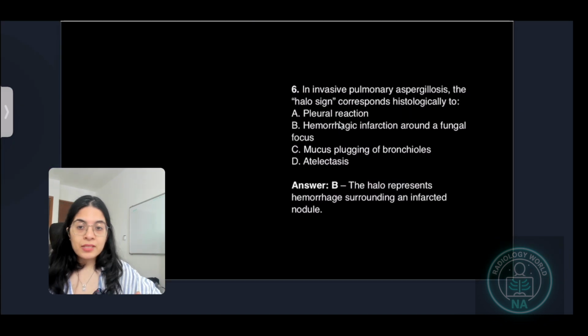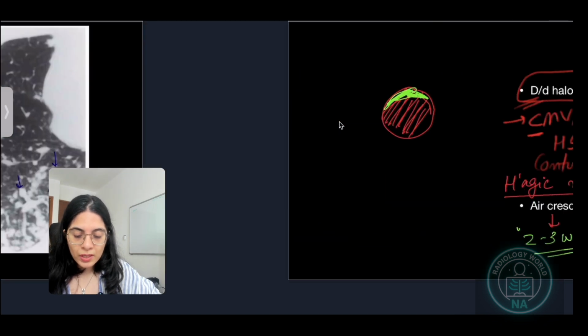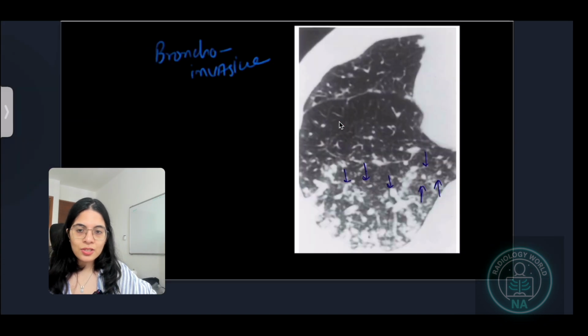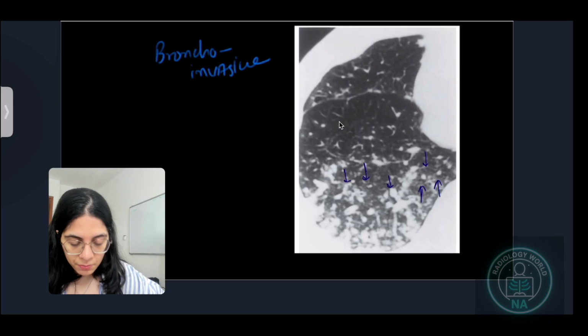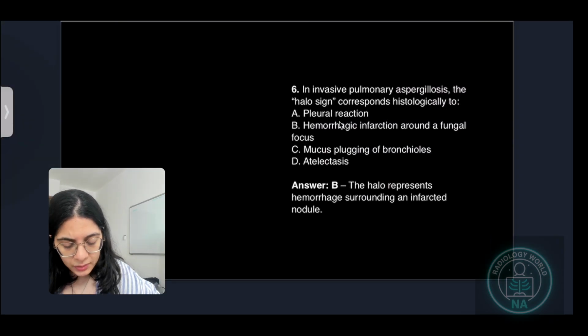And of course, this presents very acutely. Okay, this is going to present very, very acutely. In tuberculosis, such an acute presentation is very rare. This angio-invasive aspergillosis is something which will present very acutely once there is an infection by the aspergillus organisms. Okay, next we are going to move towards our 6th MCQ.